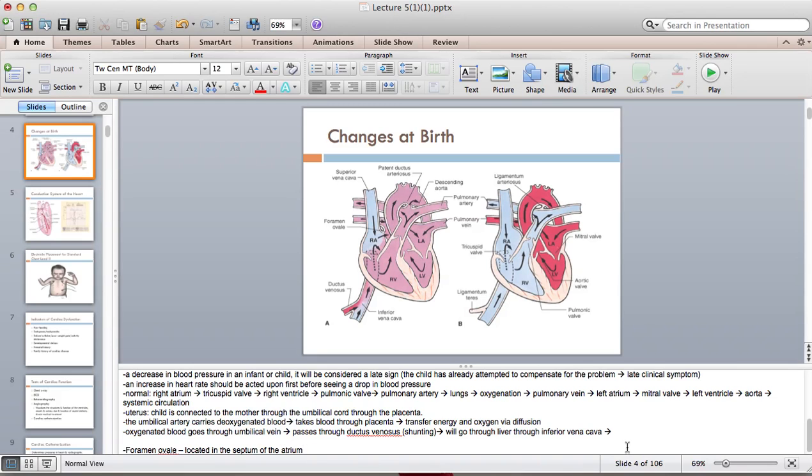And because there is that opening in that septum of the atrium, you will hear them referring to that as a hole in the heart, because that allows for that exchange of blood from the right to the left side of the heart, because of that channel there. Once the child is born, that hole usually will close, but sometimes it does not, it will remain open.